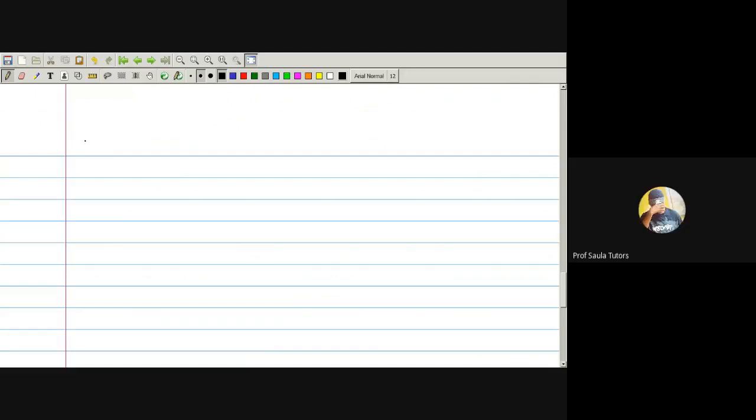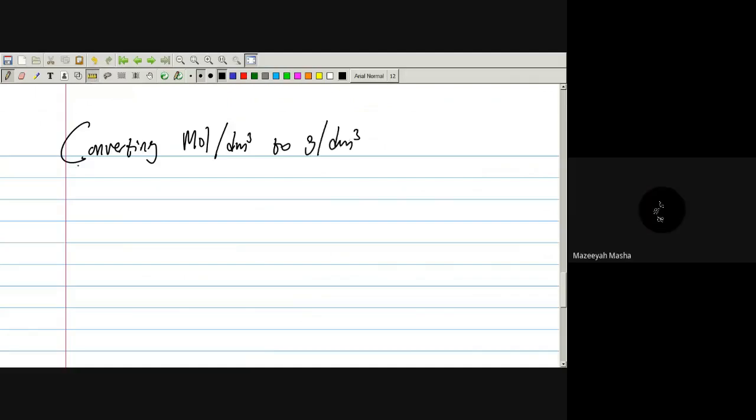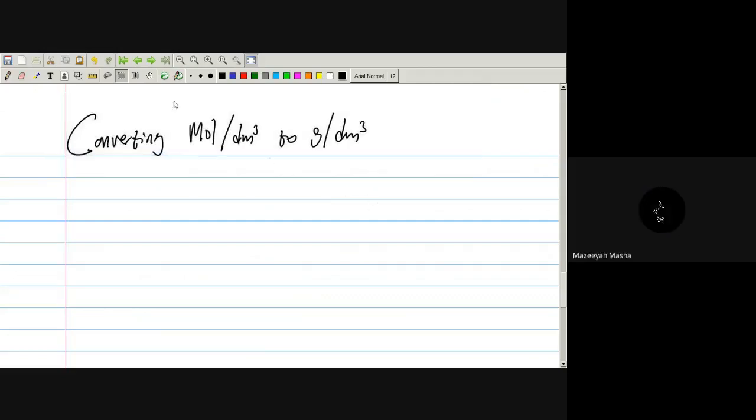So this is what we now want to do. We want to look at how to convert mole per dm cube to gram per dm cube. Converting mole per dm cube to gram per dm cube.